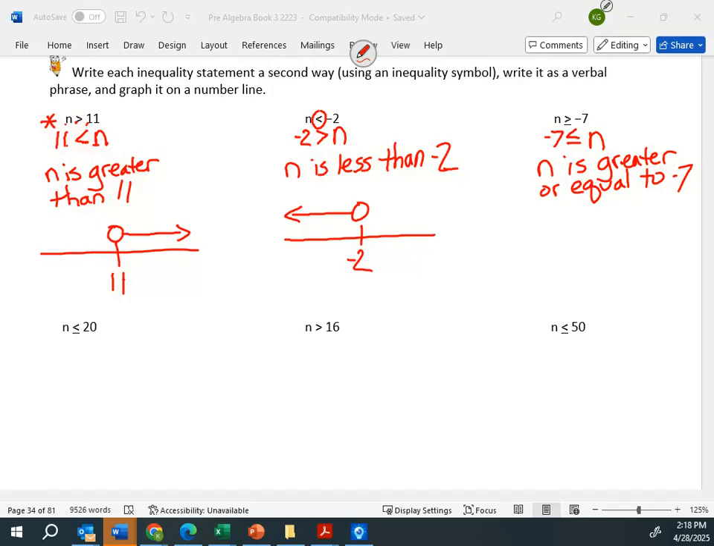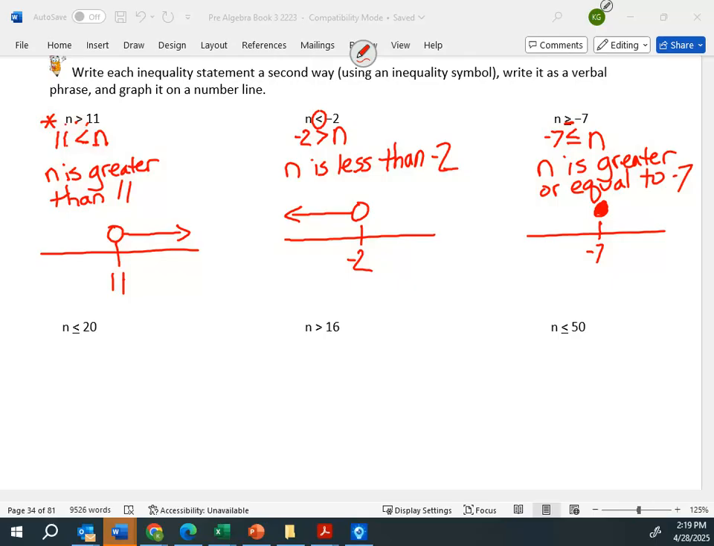So now I graph it. I make my number line. My number is -7, so I put that on my number line. Second step, do my circle. Is it going to be open or closed? I see that it has that equal to symbol in there, so I know to fill in my circle. Yes, it can be -7.